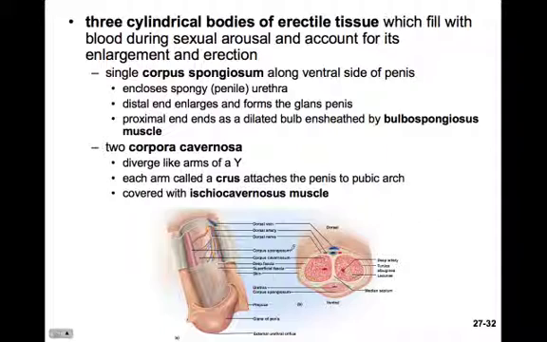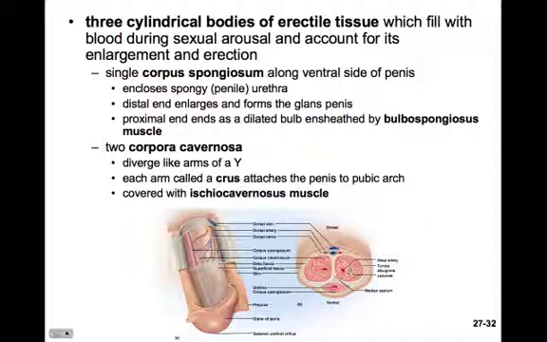Smegma is a waxy secretion produced by the sebaceous glands in the glans and facing the surface of the prepuce. There are 3 cylindrical bodies of erectile tissue within the penis, which fill with blood during sexual arousal and account for its enlargement during erection. There's a single corpus spongiosum along the ventral side, right here. It encloses the spongy urethra, right here. Its distal end enlarges and forms the glans penis. The proximal end forms a dilated bulb, which is ensheathed by bulbospongiosus muscle.